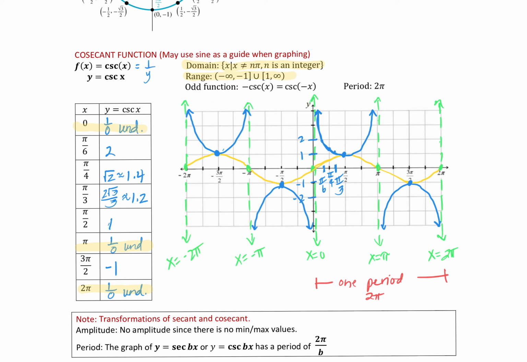Cosecant is an odd function. And the reason why it's an odd function is because sine is an odd function and cosecant is its reciprocal. So negative cosecant x is equal to cosecant of negative x. That means if there's a negative on the inside of cosecant, you can bring it out to the front of the function. And again, it has a period of 2 pi, just like sine.